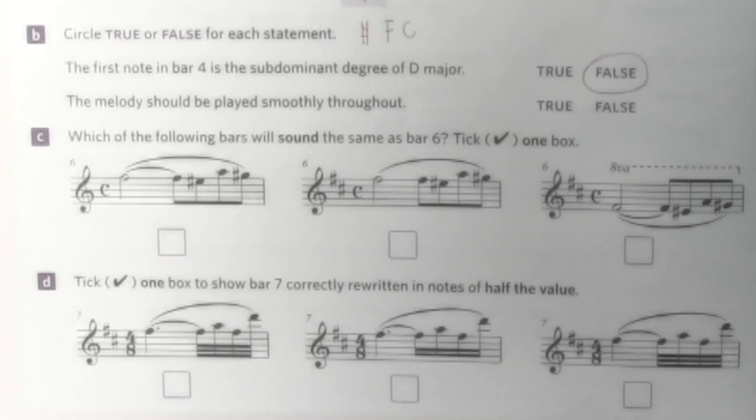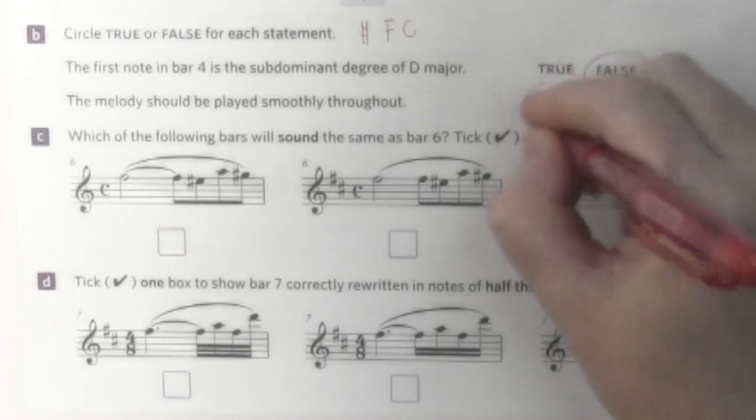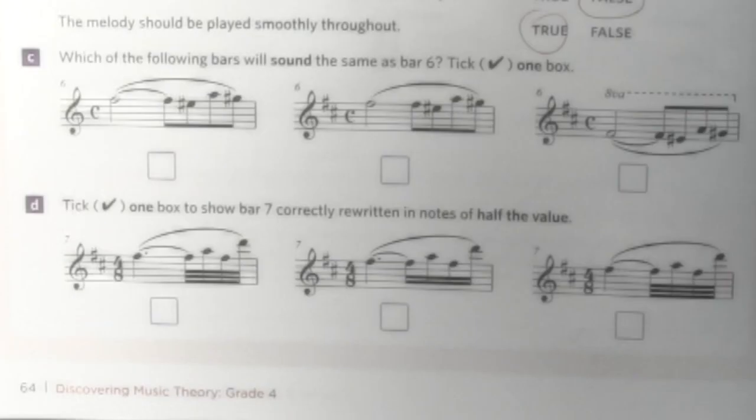The second statement says that the melody should be played smoothly throughout, and that is correct because there are all slurs and also because it's written sempre legato, which means always smooth.